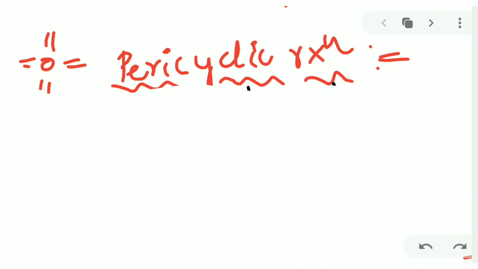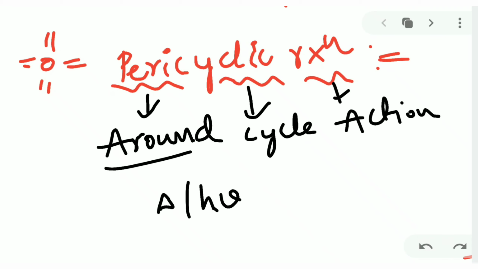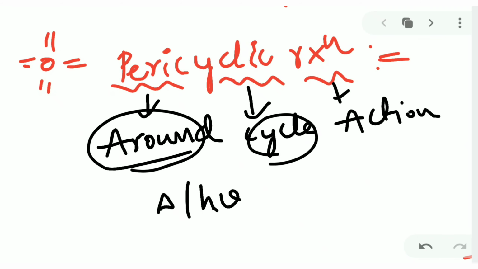Hello everyone. In this class I am going to explain pericyclic reactions, their different types, and examples. Before that, we should first define the pericyclic reaction. Peri means around, and cyclic means cycle. So it is a reaction that takes place around a cycle.